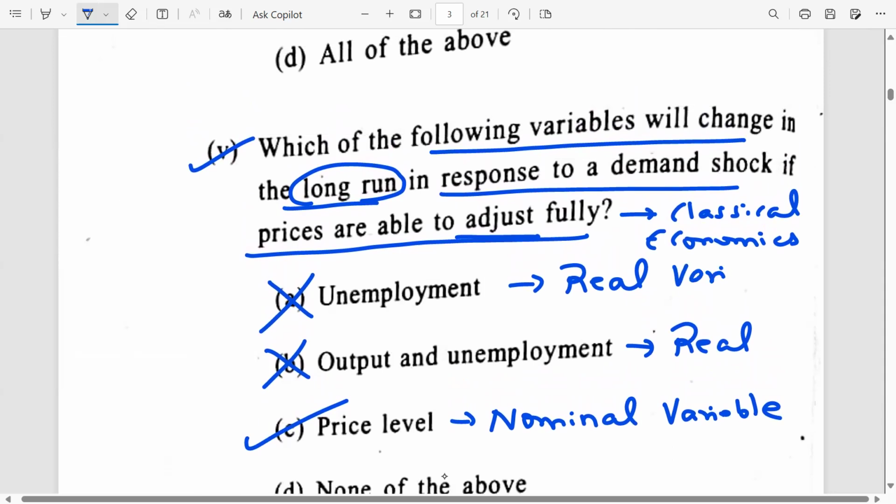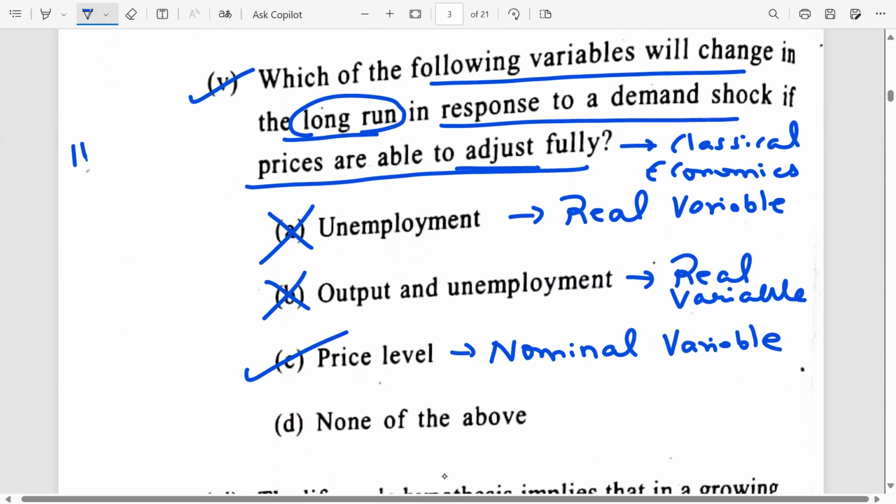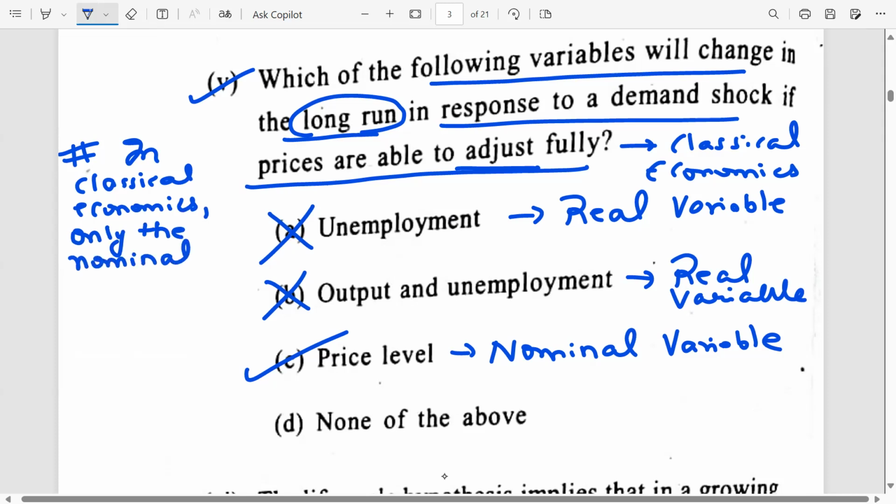This is something which we have learned in our introductory macroeconomics course as well, for students who have taken the introductory macroeconomics course with me. There is no need to use the whiteboard for this. I can just write: in classical economics, only the nominal variables change in response to a demand shock.